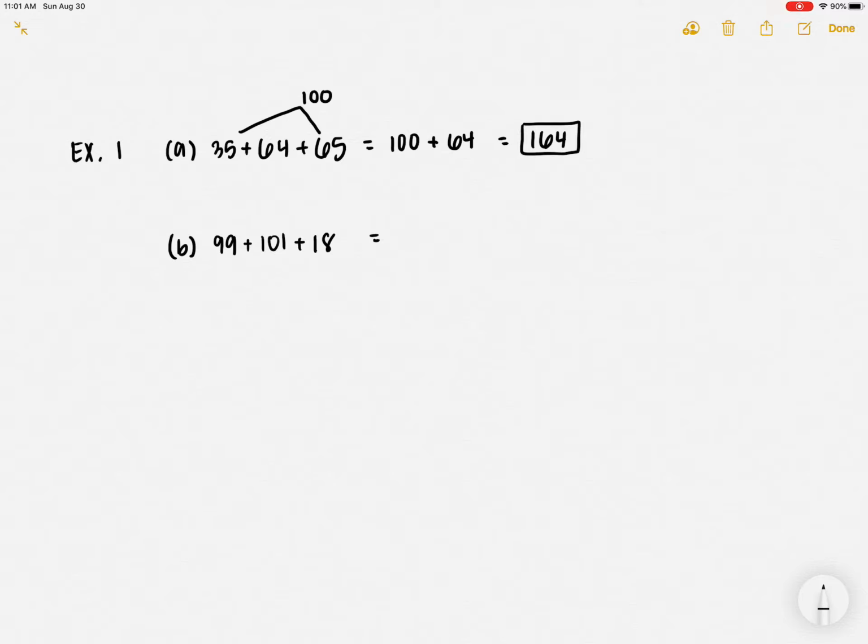So for part B, you do the same thing, and 99 plus 101 adds up to get 200. And now you rewrite the equation, and the answer is 218.